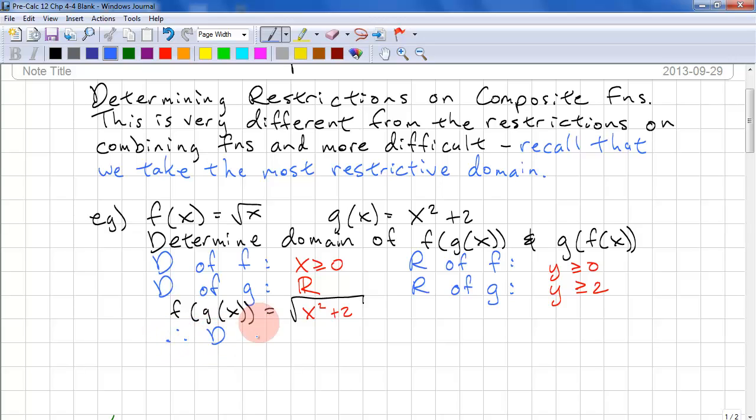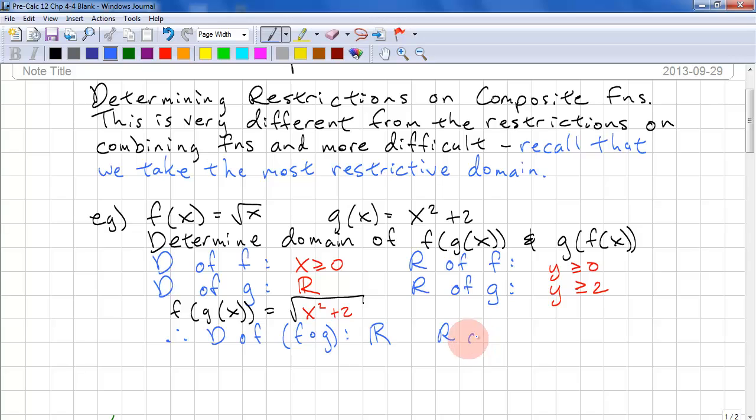To determine the domain of f of g, we look at g first. The domain is all reals. The range is y is greater than or equal to 2. Now remember, this output is the input to f. Since y is greater than or equal to 2 fulfills x is greater than or equal to 0, there are no restrictions on the domain. So the domain is all reals.